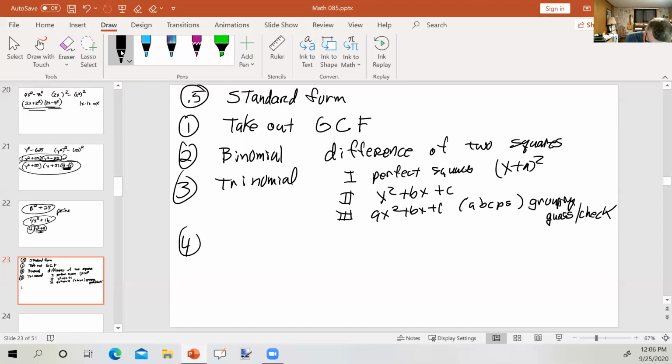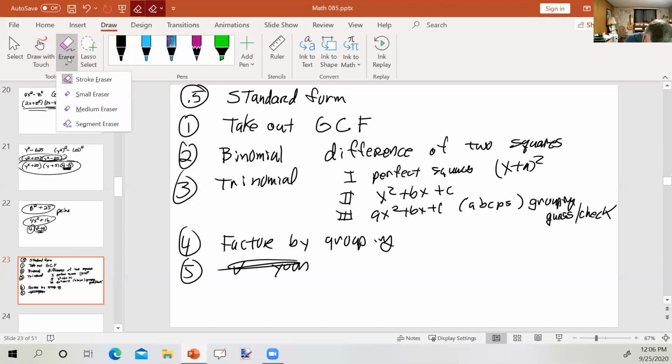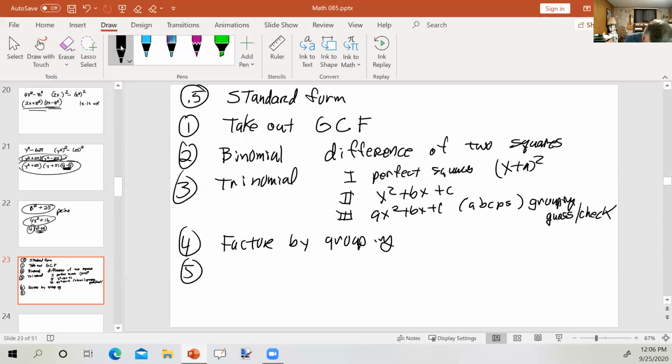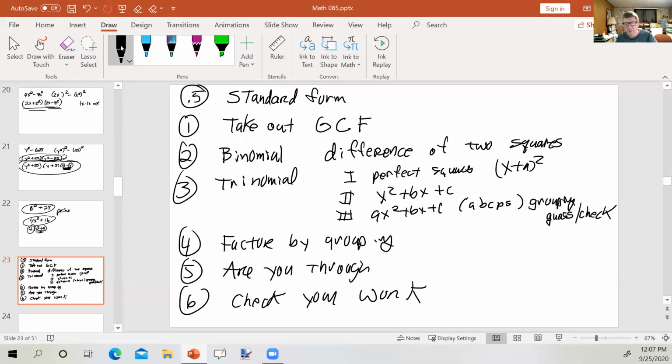And then 4 is factor by grouping. 5 is, wait, not check your work. Sorry. 5 is are you through? And 6 is check your work. Now, let me go through and explain this.